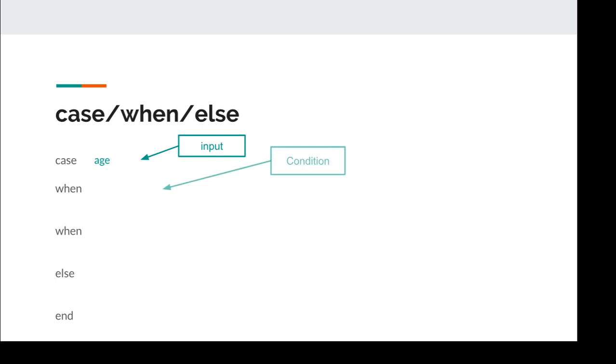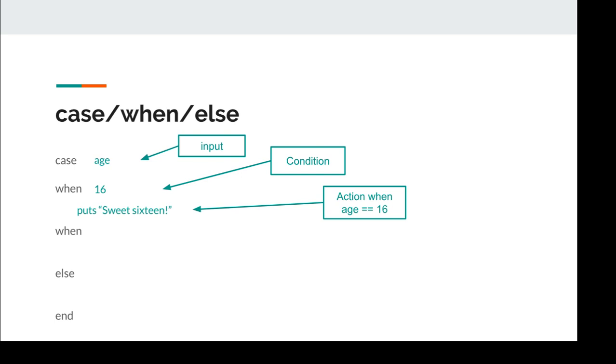And then next to the when, we put the first condition. Yes, so if we put the input with the case, then we don't actually put a conditional statement next to the when either. We just put what we're comparing it to. In this case, we're comparing it to 16. Okay, so when age is 16, then we're going to print sweet 16.